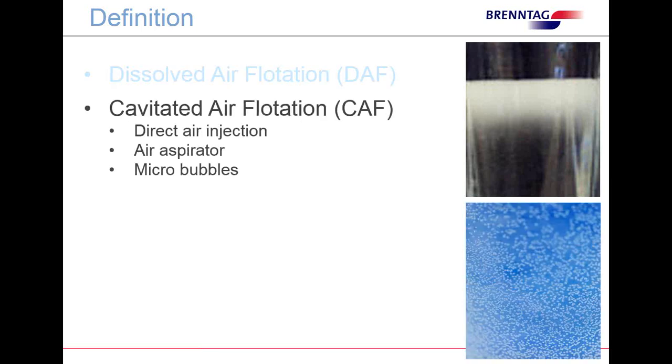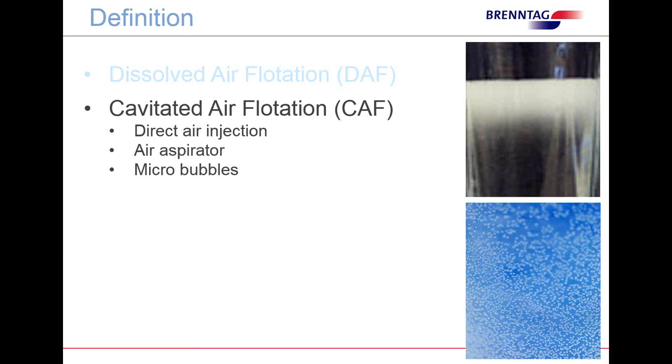Some of the newer operations is called cavitated air flotation, or CAFs. In there we see direct air injection. Can also use an air aspirator, and it creates what are called micro bubbles. And these two pictures here, I think, do a very nice job of clearly showing the difference between the air in a dissolved air flotation and the air in a CAF unit.